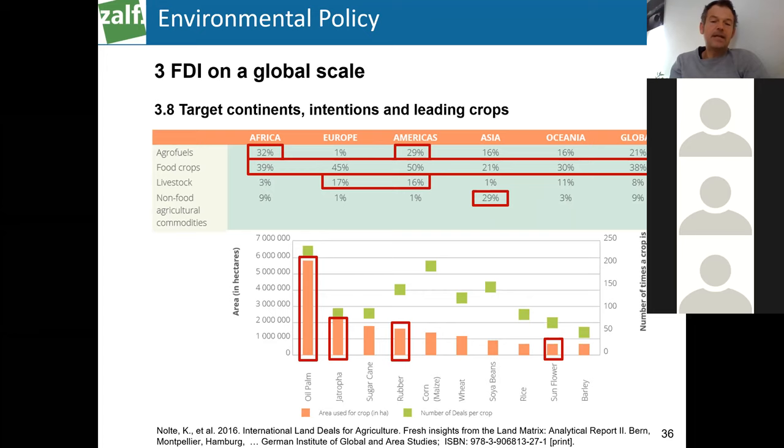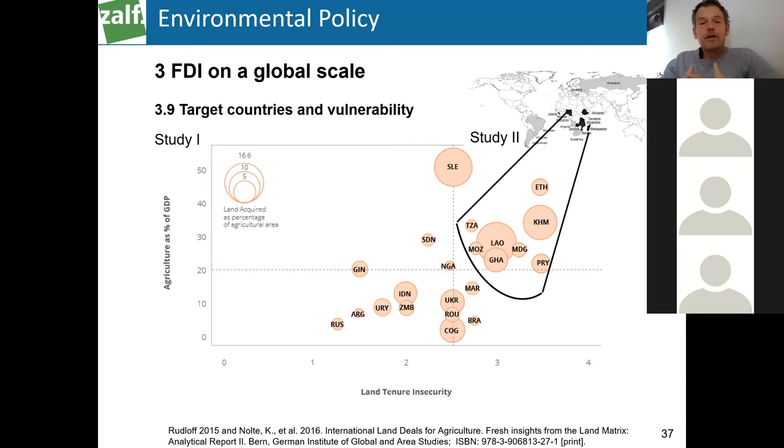And what does it really mean for the developing countries? You see here now in this study, the agriculture percent of GDP, that means the higher is the share of agriculture added value to the entire GDP. And on the part of land tenure insecurity, it is a classification scheme of this study. You see here, the higher the share of agriculture from the entire GDP is, and the more insecure is the land tenure system, the more is invested, one can say.